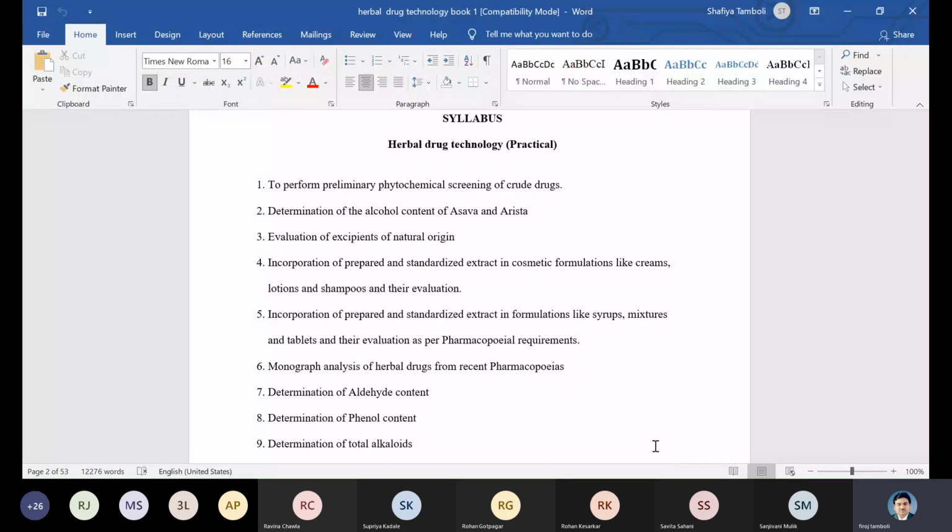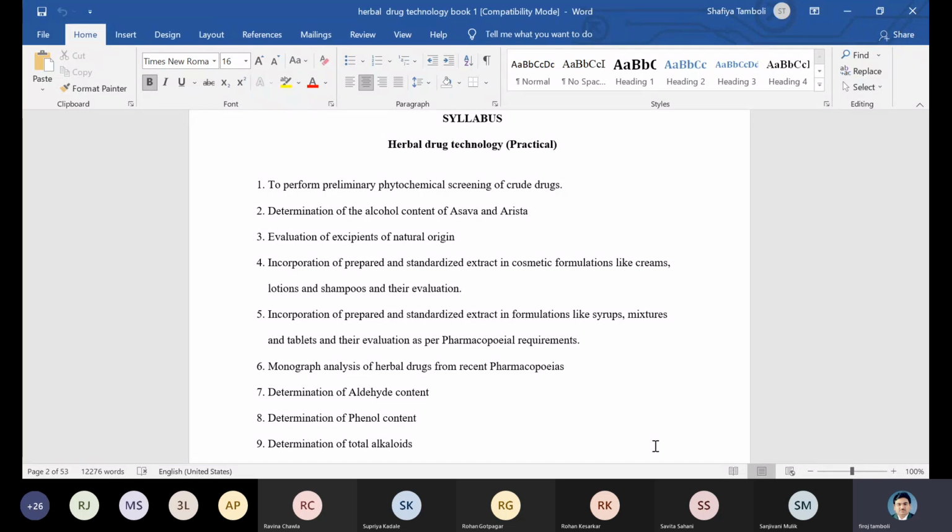For Asava Arista, there is a standard alcohol percentage reported, a typical percentage. If it exceeds that standard, then its medicinal value becomes less, because you know the effect of alcohol. I think we know that very well. It becomes less, and other effects start. That's why you should determine the alcohol content of Asava and Arista.